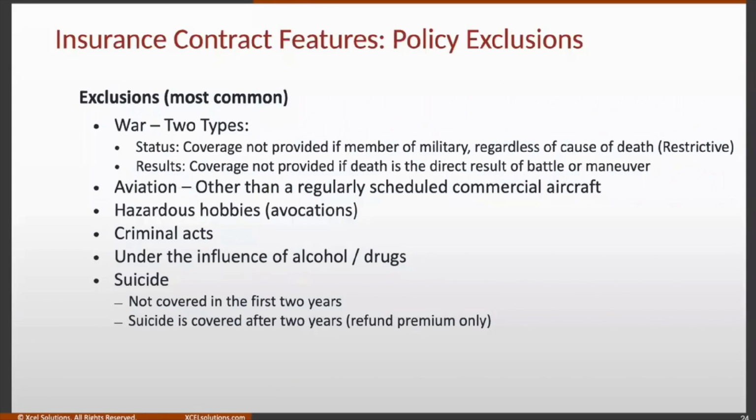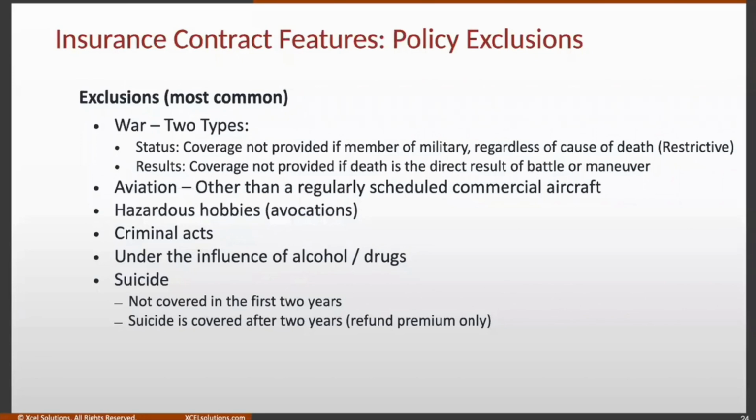Now, there are two types of war exclusion features that can be listed in the contract. A status war clause provides that coverage is not provided if the member of the military dies, regardless of whatever their cause of death is. This is a more restrictive definition.